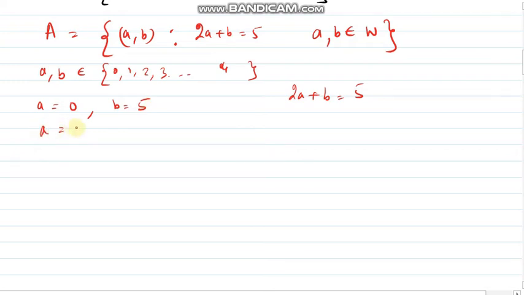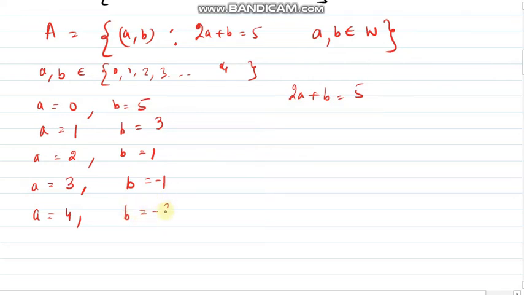If I put A equals 1, it will give you B equals 3, right? If I put A equals 2, 2 times 2 is 4, plus B equals 5, so B will be equal to 1. If I put A equals 3, 3 times 2 is 6, plus B, so B will become minus 1. If I put A equals 4, 4 times 2 is 8, plus B equals 5, so B is becoming minus 3.